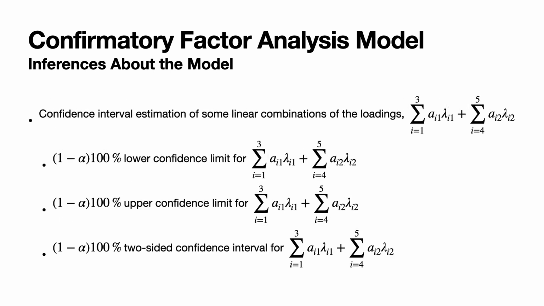And perhaps the most general type of thing we could do in terms of confidence interval estimation in this context would be to construct some type of confidence interval for some linear combination of the loadings. And so you can see the expression here, the very general expression for a linear combination of the 5 loadings. And we could construct a lower confidence limit for that linear combination, an upper confidence limit, or a two-sided confidence interval.